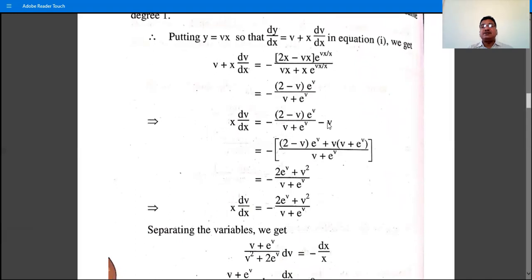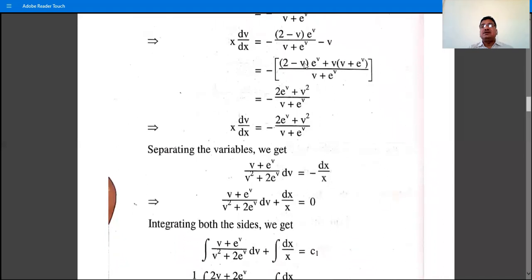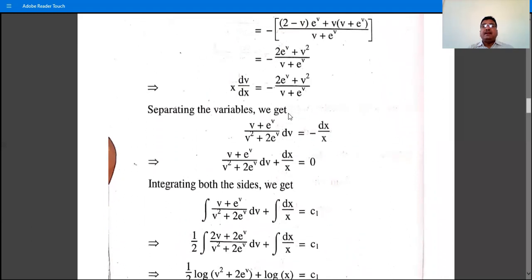Shift this v to RHS, so we have minus v, then take v plus e raised to v as LCM. So we have minus sign as it is, 2 minus v e raised to v minus v into v plus e raised to v. And so on, simplify this bracket. After multiplying e raised to v, we have 2 e raised to v plus v square. Minus v e raised to v and plus v e raised to v get cancelled. And then we have this. And then we have to separate the variables.